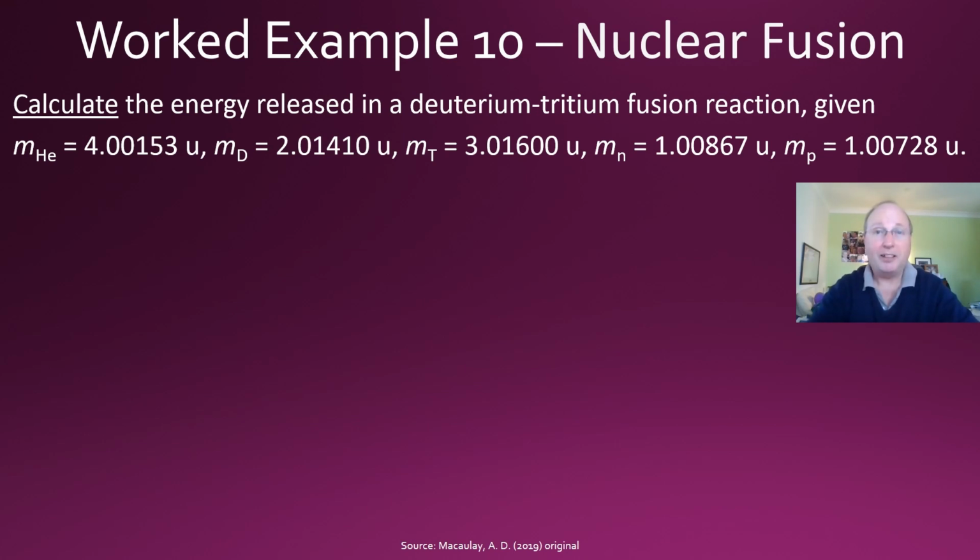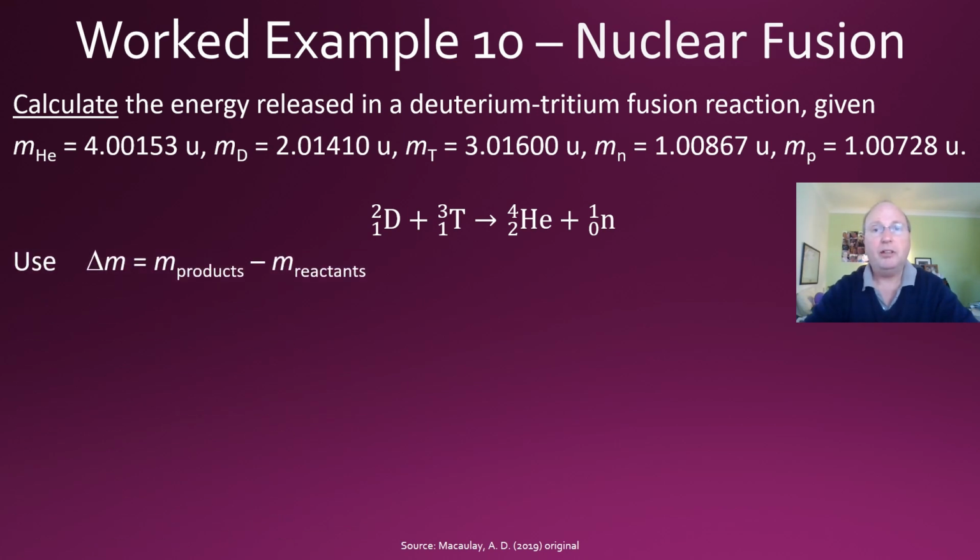And what's the first step? Well, in any calculation question, the first step is always data. In this case, we're going to write down a nuclear reaction equation where we have 2,1 deuterium plus 3,1 tritium producing, in a nuclear reaction, 4,2 helium plus 1,0 as a neutron. And we're going to determine the change of mass. Now, this formula is not on your formula sheet, so you need to remember to have the mass of the products minus the mass of the reactants.